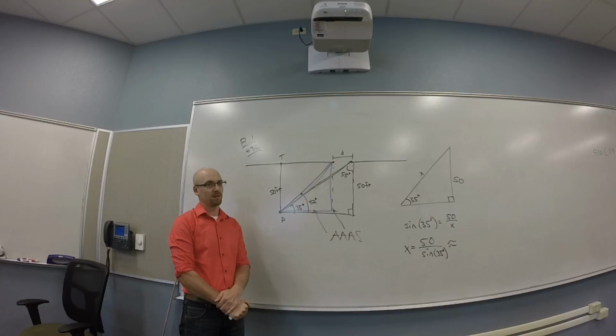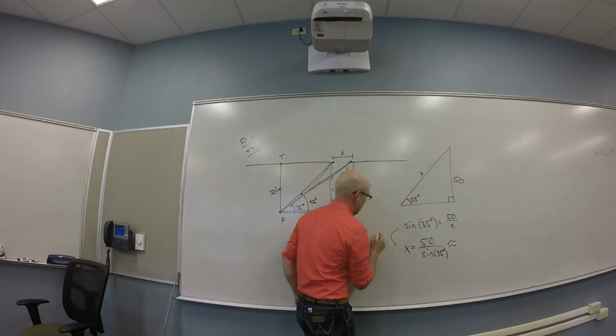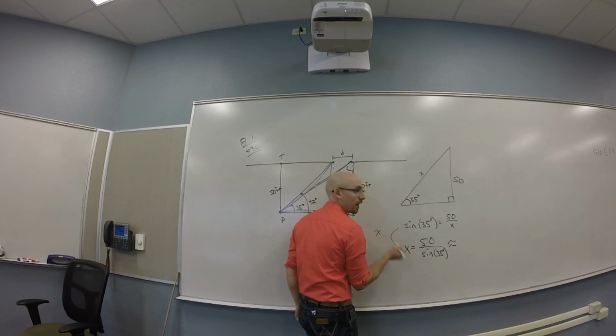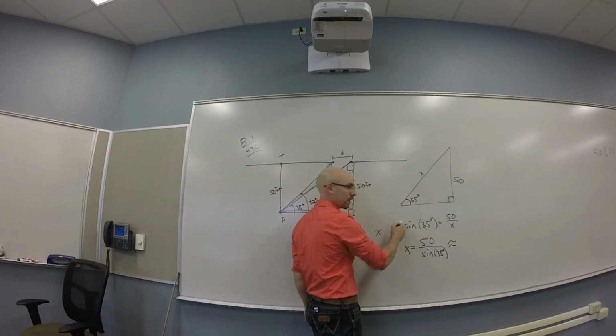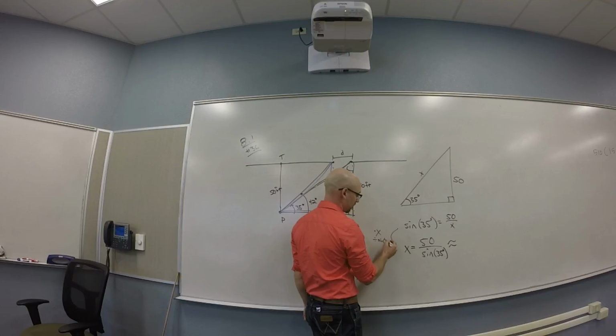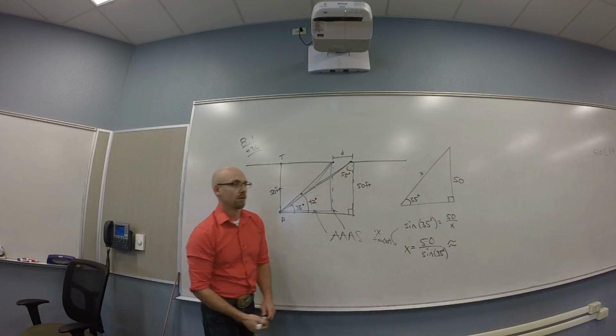Shouldn't it be on the bottom? Shouldn't the 50 be on the bottom? So to get from here to here, I multiply both sides by x, right? Then I'll put the x up here. And then I divide it by sine of 35 degrees. Yeah, I got it. 87.17.